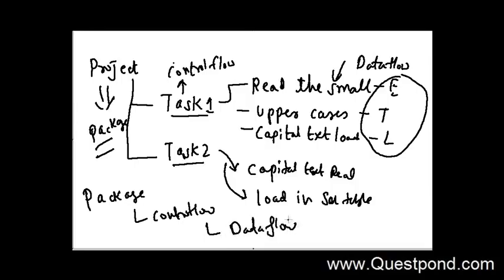So what do we have to do now in order to create the project? First, we have to define two control flows inside our package, and for each of the control flows, we have to define the data flows. So let's go ahead and try to do this project.